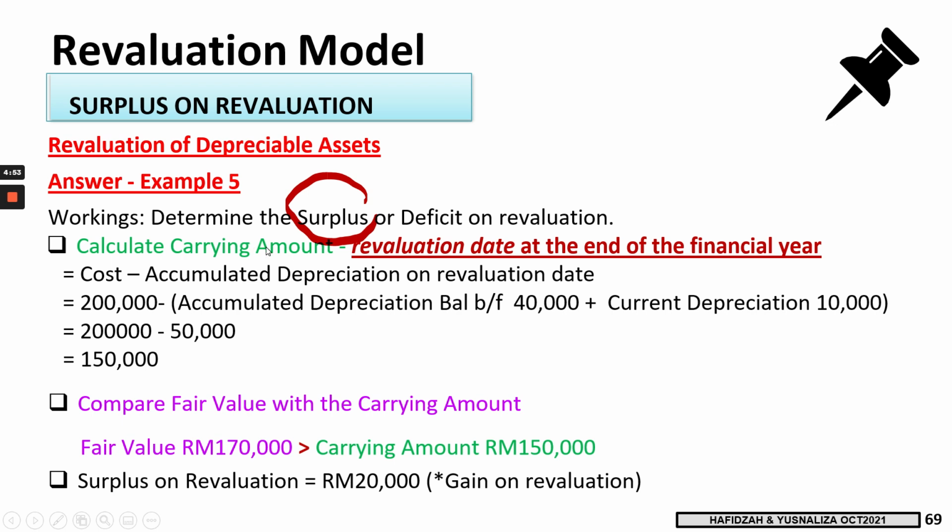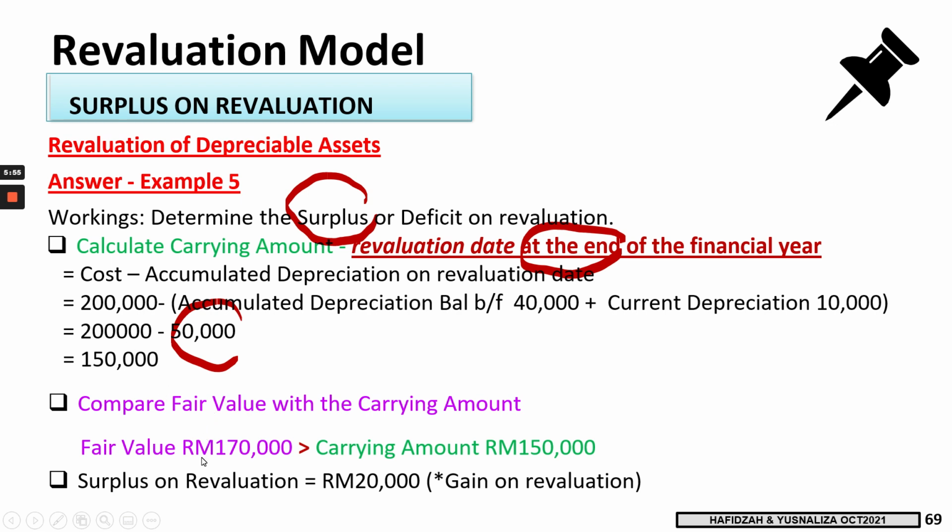The first step is for us to calculate the carrying amount. The carrying amount here is to find out the carrying amount on the revaluation date, and in our case, revaluation date is at the end of the year, the financial year of 31st of December 2008. So the cost minus accumulated depreciation on that revaluation date. So you take the cost, 200,000, the date of the purchase of the building, and deduct the accumulated depreciation. The accumulated depreciation would be the balance brought forward of 40,000, the beginning balance, plus the current depreciation. Remember, we are looking at the accumulated depreciation on the revaluation date. And therefore, this accumulated depreciation of 50,000 is as a result of 40 plus 10. So there goes the carrying amount to be 150,000. Take that carrying amount and compare with the fair value.